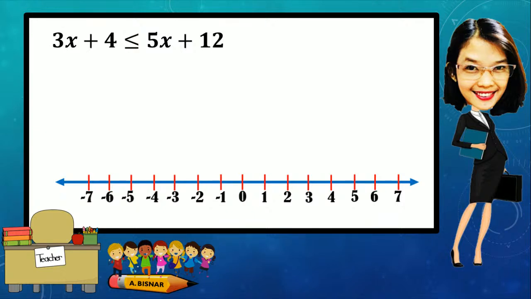So again, we need to combine similar terms. So we have to remove 5x on the right side of the equation, which means we have to subtract 5x. And then let's just copy 12. Since we subtract 5x, then we also have to subtract 5x in here. We will have 3x minus 5x plus 4. Again, kung ano yung ginawa mo sa kaliwa, gagawin mo din siya sa kanan.